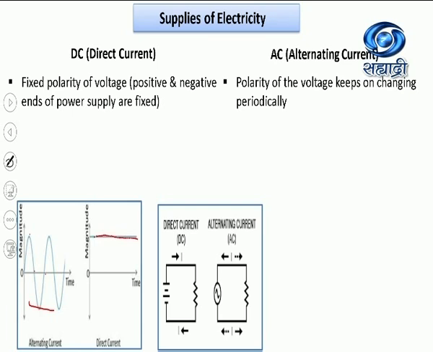For direct current, we apply a source of direct current, that is a battery or a cell, and here the current is flowing through the resistor. This is direct current, which has constant magnitude and the same direction.